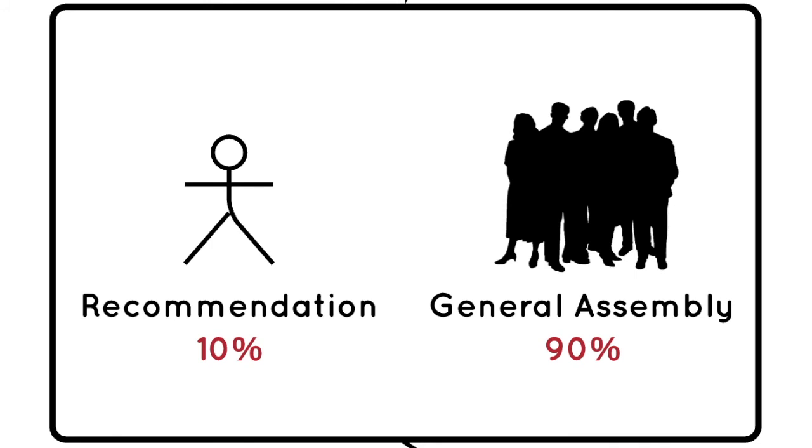Candidates typically have 1 week to campaign in line with the campaign rules. The candidate with the most votes, combining the recommendation and the GA votes, wins the position.